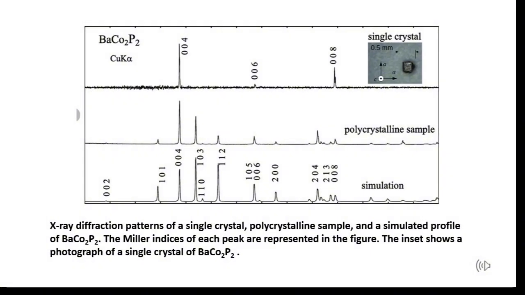Graph of X-ray diffraction, photon simulation, then polycrystalline, single crystal. This is the content of this diagram: the X-ray diffraction pattern of single crystal, polycrystalline sample, and simulation profile of PdCO2V2. The Miller indices of each peak are represented in this figure. The inset shows a photograph of a single crystal of PdCO2V2.